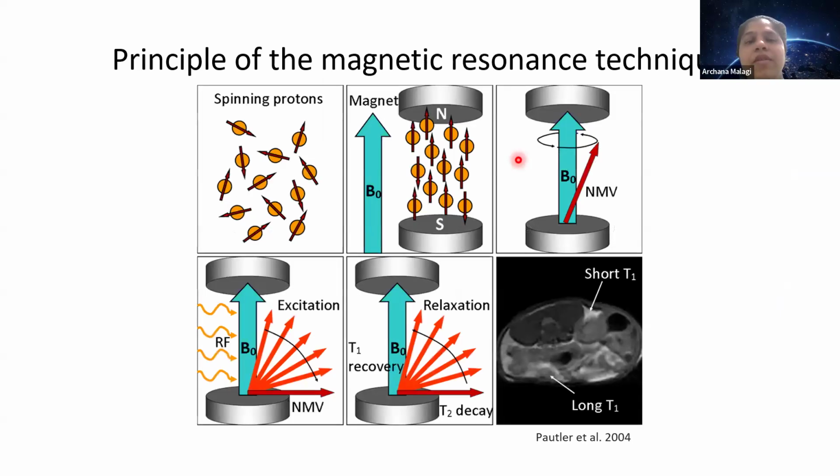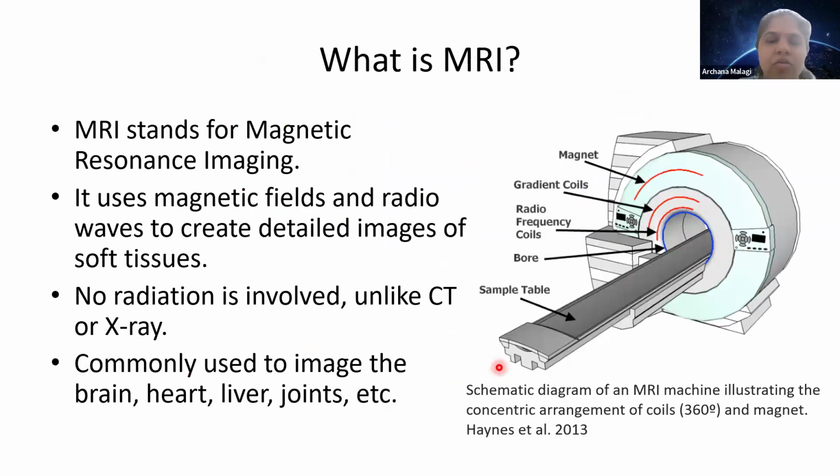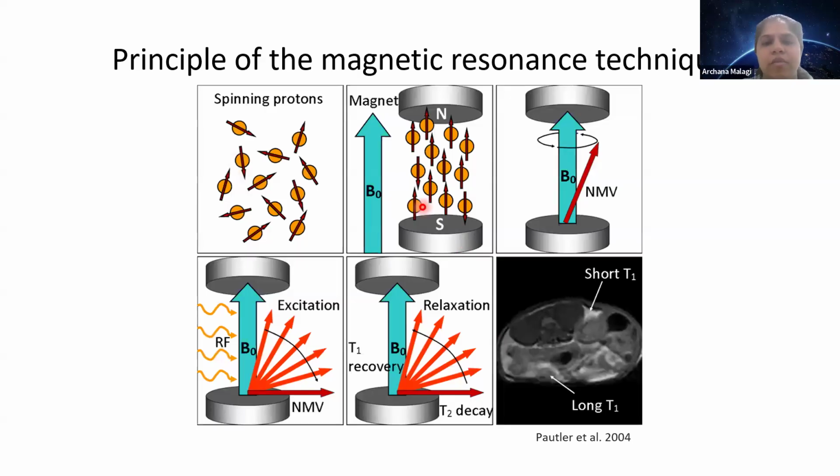Now let's come to the principle. Our body consists of 75% water. The water consists of hydrogen protons, and they are aligned in different directions. They are randomly oriented. Now, as soon as the patient enters inside the bore, all the protons are aligned in one direction along the magnetic field. So the total net magnetization is in one direction.